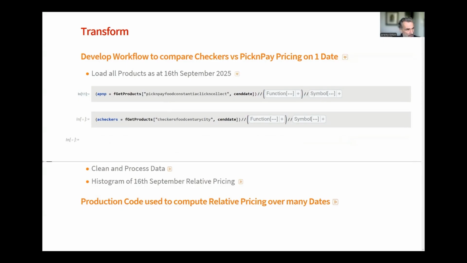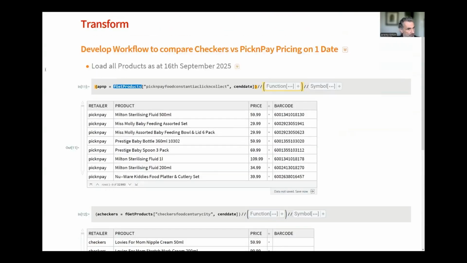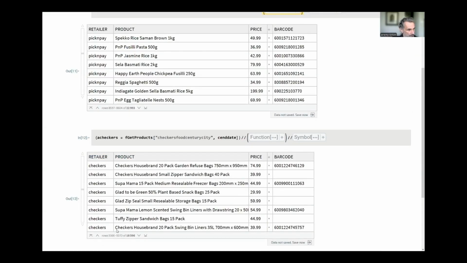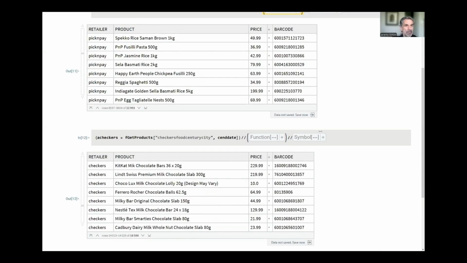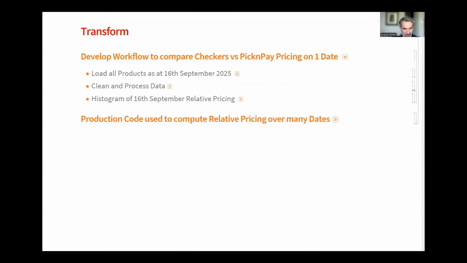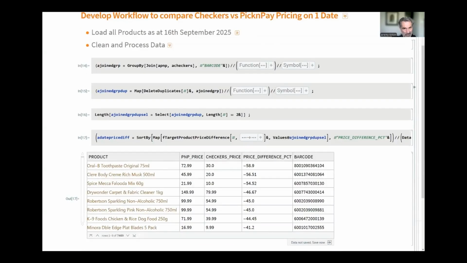And this is just a user-defined function to get products from a SQL database. Here you can see Pick and Pay products, product price barcode, 22,900 products, Checkers product price barcode, 18,500 products. Then we need to clean and process the data into relative pricing between each product sold by Checkers and Pick and Pay.